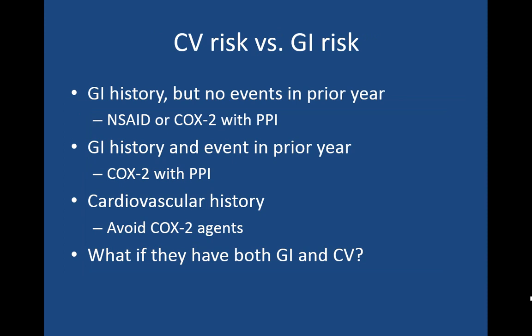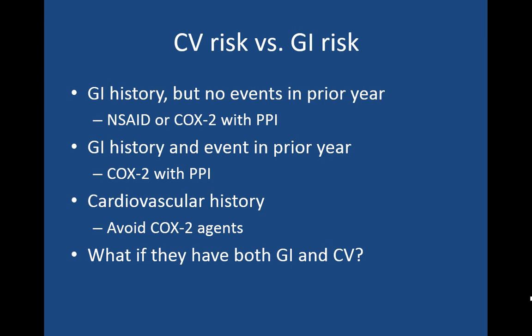You've got to compare your risks, okay? So if they have a history of GI bleed but no events in the prior year, then you probably want to try either a non-selective NSAID or a COX-2 inhibitor with a PPI. That's assuming that they have no cardiovascular risks, like they haven't had an MI in the past, or they don't have heart failure or any of those things. They don't have an A1C of 15, right? Because uncontrolled diabetes by itself is an independent risk factor for cardiovascular events. You guys have already learned that, hopefully.